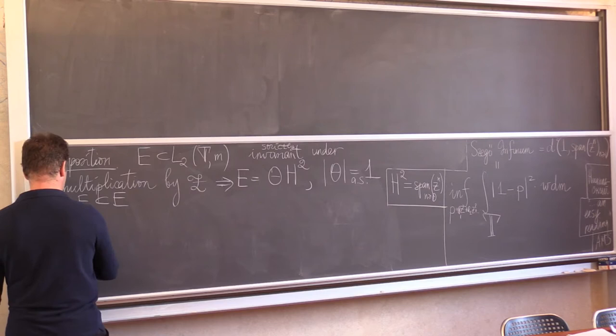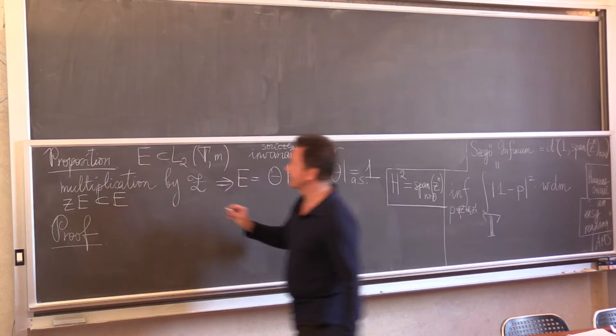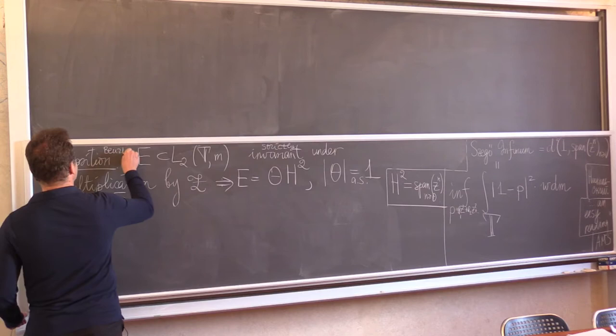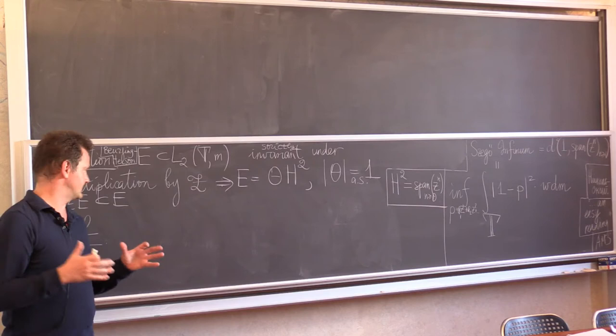For this simple, elegant statement, Nikolsky quotes Helson. So in fact, Björling and Helson. It is much later, significantly later than Szego, for example. So this understanding appeared significantly later than the Szego theorem itself.